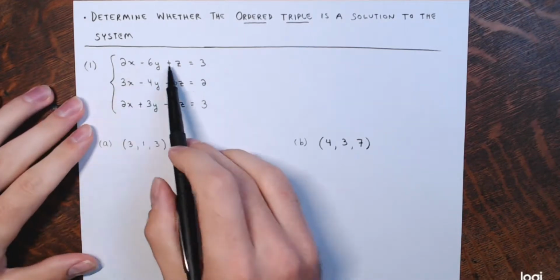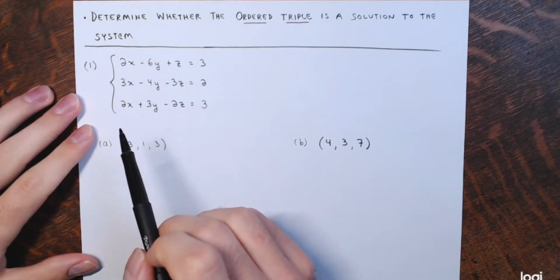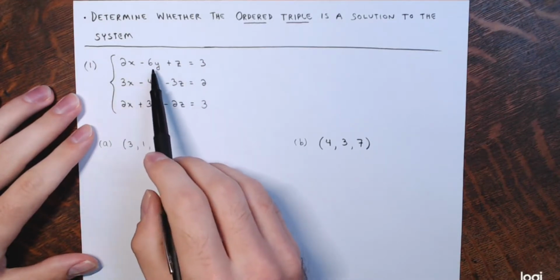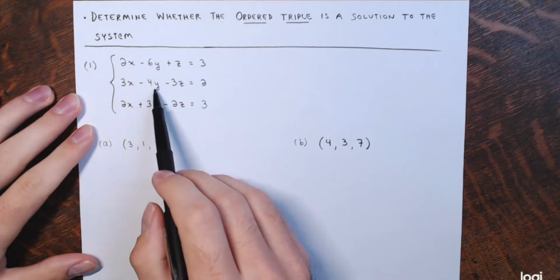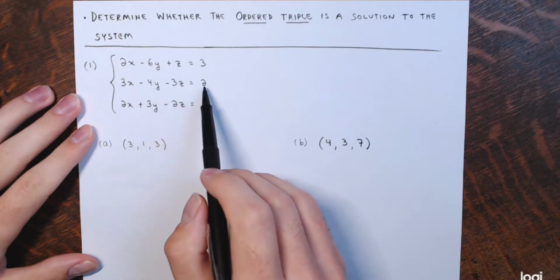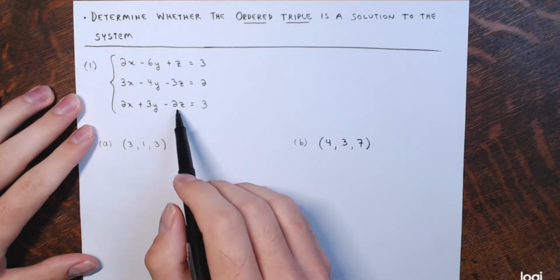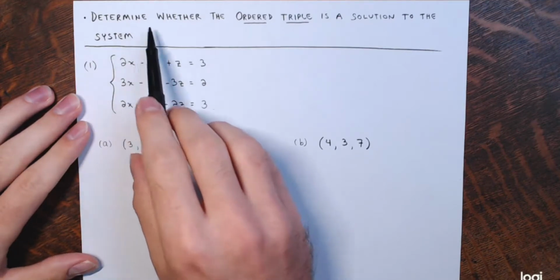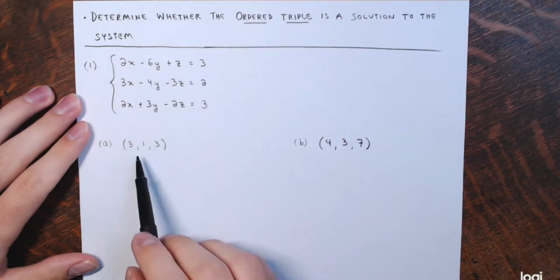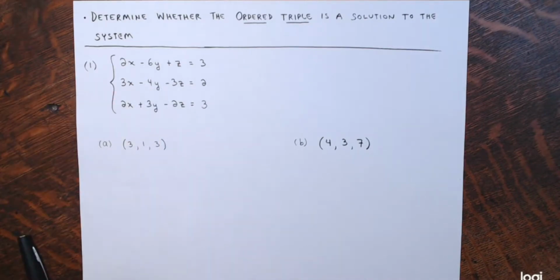In example 1, we've got these three equations with three variables, x, y, and z. 2x minus 6y plus z equals 3. 3x minus 4y minus 3z equals 2. 2x plus 3y minus 2z equals 3. And again, we're asked to determine whether the given ordered triple is a solution to the system.